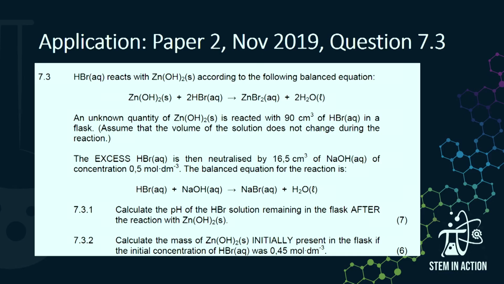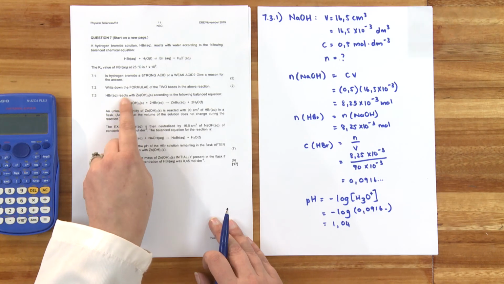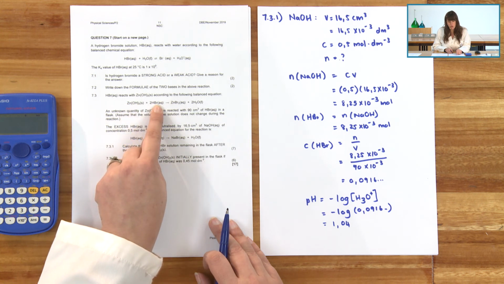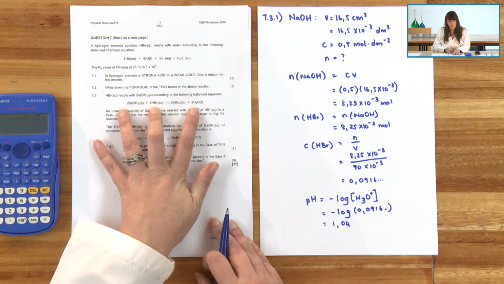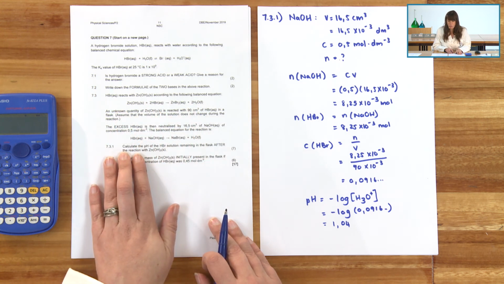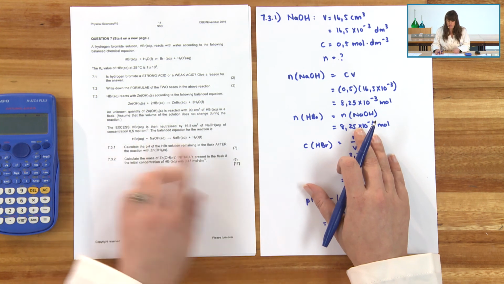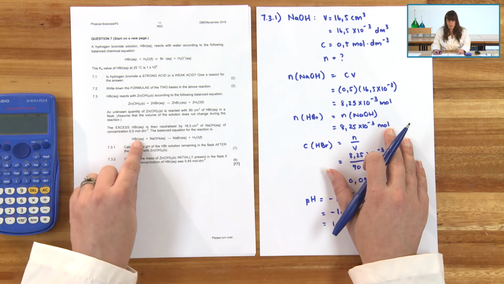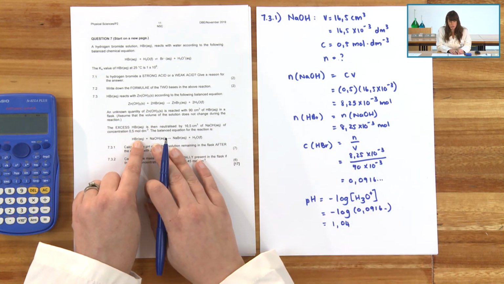Question 7.3.2 now says, calculate the mass of zinc hydroxide initially present in the flask if the initial concentration of HBr was 0,45 moles per decimeter cubed. So now we're having a look at our first reaction. First things first, in order to work out about our zinc hydroxide, we're going to need to find our number of moles of HBr that reacted in this first reaction. From question 7.3.1, we know what was left over. The 8,25 times 10 to the negative 3 moles was left over. It was in excess. That's what reacted in reaction 2.